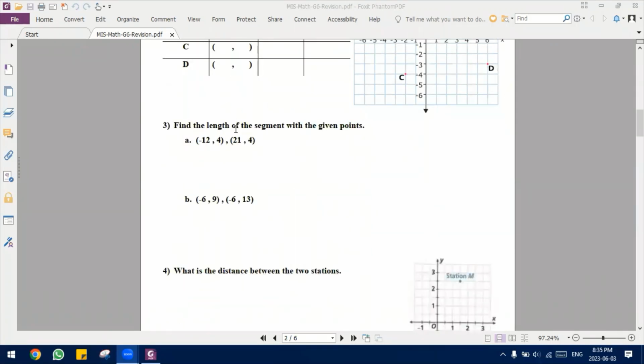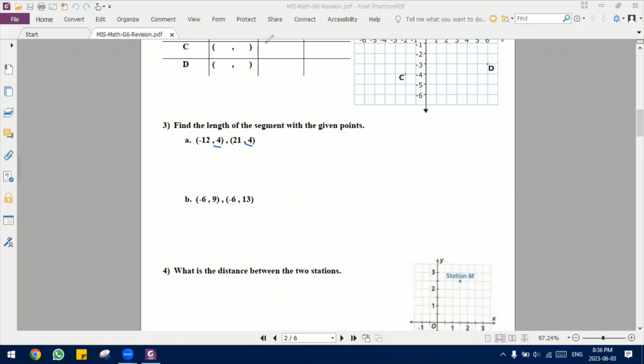Find the length of the segment with the given points. So here we have 2 points. I need to find the length or the distance between them. So first of all, you need to check the same values. Here, the y value is 4 and the y value here is 4. It means that I can't use the y value to find the distance between them. So what should I use? We need to use the x value.